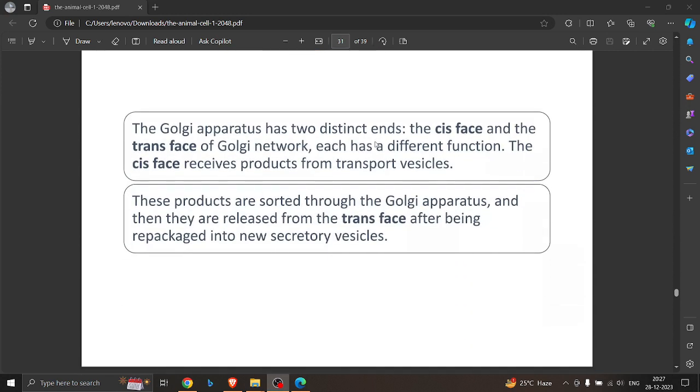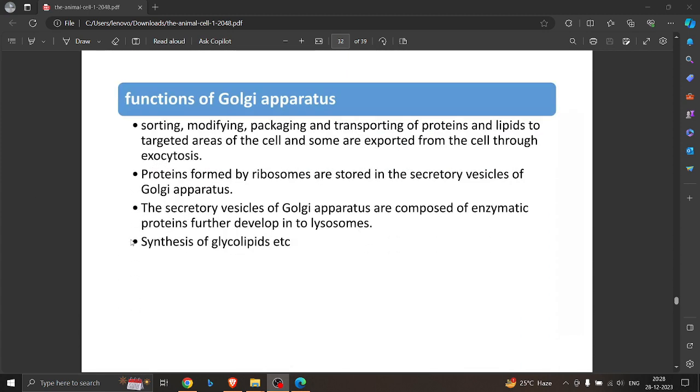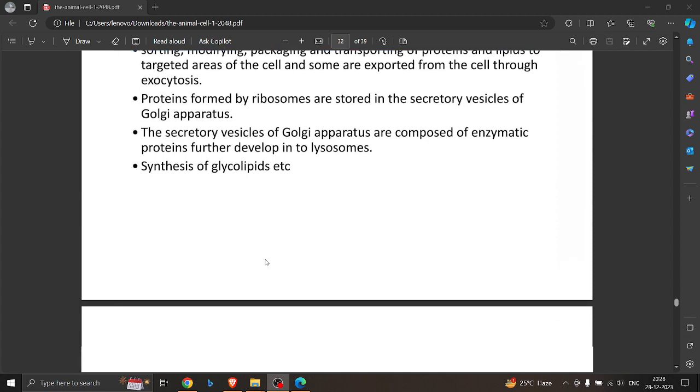The Golgi apparatus has two distinct ends, the cis face and the trans face of the Golgi network. The cis face receives products from transport vesicles. These products are sorted through the Golgi apparatus and then released from the trans face. Both are important: cis will receive and trans will transport. Functions of the Golgi apparatus: sorting, modifying, packaging, and transporting of proteins and lipids to target areas of the cell, and some are exported from the cell through exocytosis. Proteins formed by ribosomes are stored in secretory vesicles by the Golgi apparatus. Even synthesis of glycolipids takes place in the Golgi apparatus.